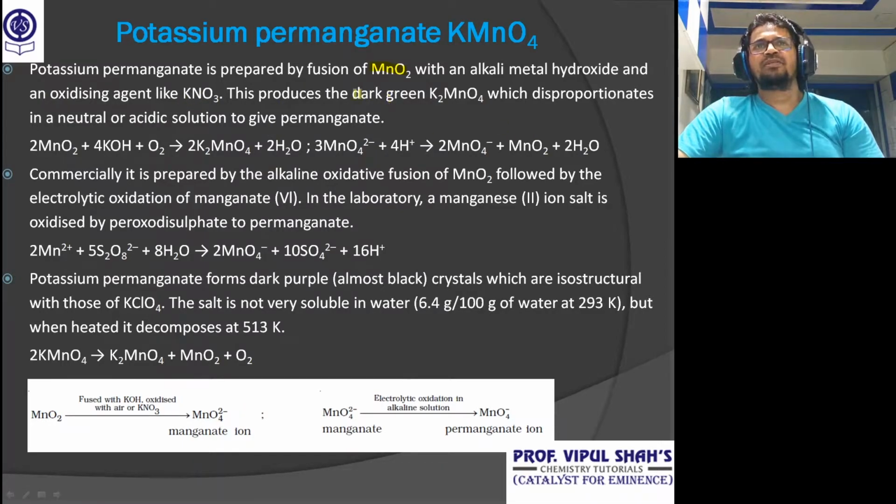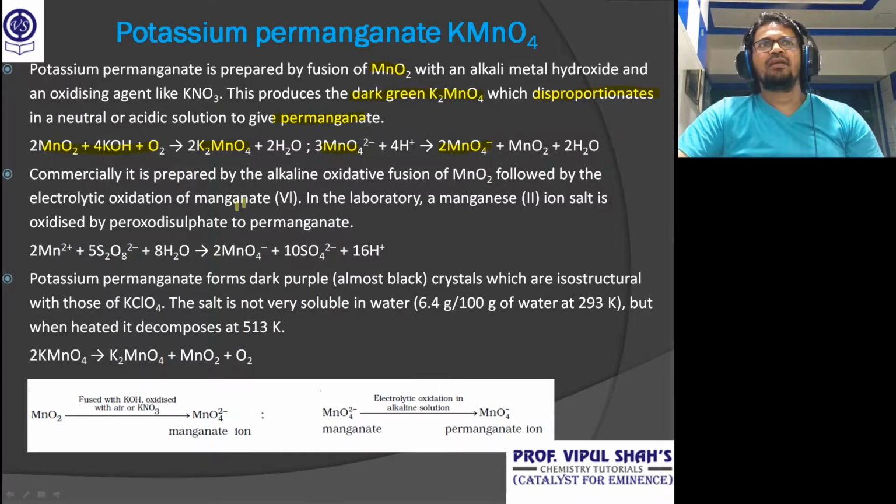It produces dark green K2MnO4, called potassium manganate, which disproportionates. I hope everybody knows this: disproportionation is the simultaneous oxidation and reduction of the same species. In neutral or acidic medium it gives permanganate. So, once again, the reactions: MnO2 reacts with KOH and gets converted to K2MnO4, potassium manganate, and this potassium manganate gets converted to potassium permanganate.